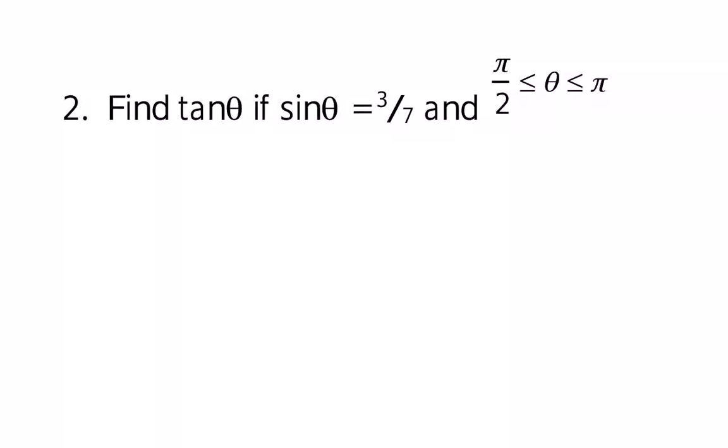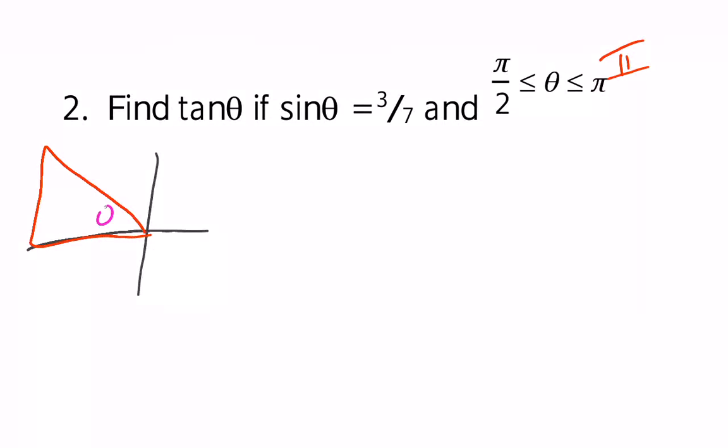Last example. Find tangent of theta if sine of theta equals 3 over 7 and theta is between pi over 2 and pi. So pi over 2 and pi, we're talking about quadrant 2. Okay, so let me sketch my triangle. Remember, theta is like the bottom part of the bow tie, so there's the angle we're talking about. It gives me sine. Sine is opposite over hypotenuse. So that means my side here is 3 and my hypotenuse is 7.